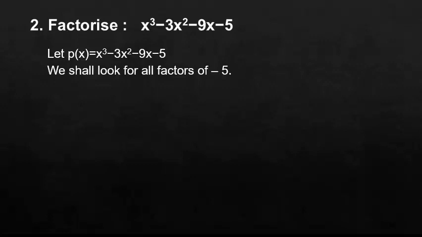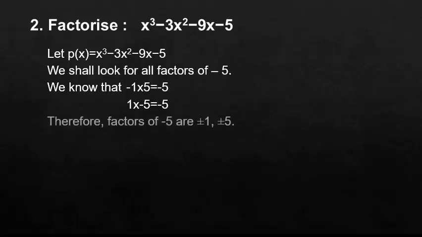We shall look for all the factors of minus 5. And you know very well, minus 1 into 5 gives you minus 5, and 1 into minus 5 gives you minus 5. So we can say the factors of minus 5 are plus or minus 1 and plus or minus 5. Now what we have to do is substitute these values in the given polynomial. That means I should start with plus 1, then minus 1, then plus 5, then minus 5. So I am starting with plus 1.